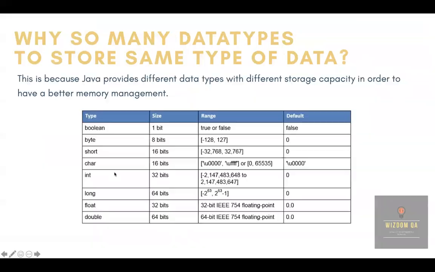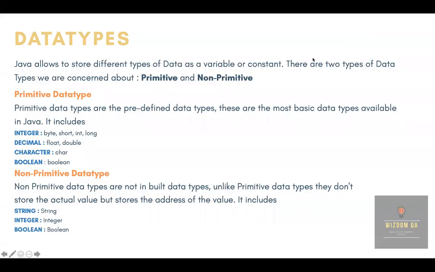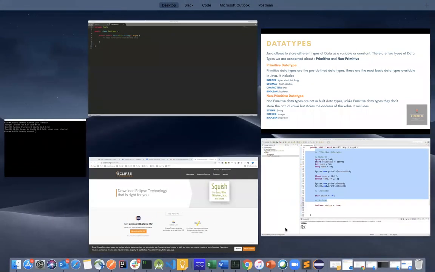Now that we know about primitive data types, we also have something called non-primitive data types. Non-primitive data types are not inbuilt data types, unlike primitive ones. Non-primitive data types don't store the actual value of the variable, but they store the address of that value. So let me try to explain that to you.